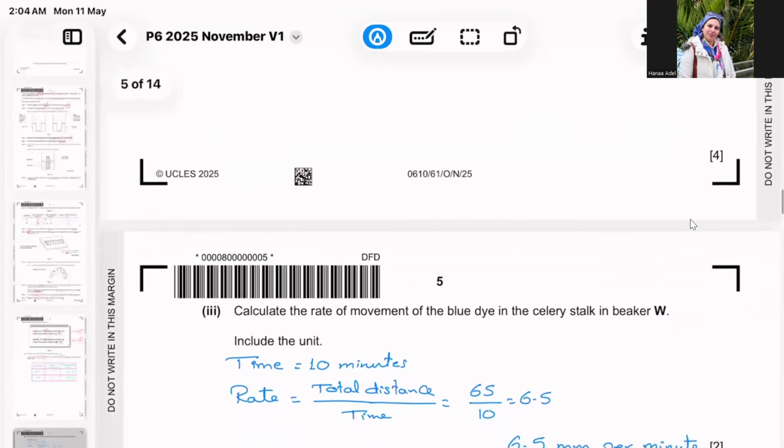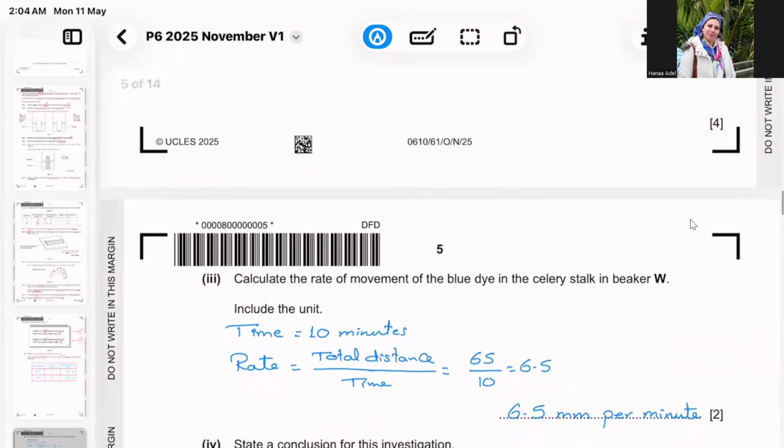So the time is 10 minutes, and the rate, total distance over time, equals 65 divided by 10, which is equal to 6.5. And don't forget, how can we write the measuring unit of the rate? The rate is distance over time, so we have millimeter per minute. We can write it either way: millimeter per minute, or with a slash.